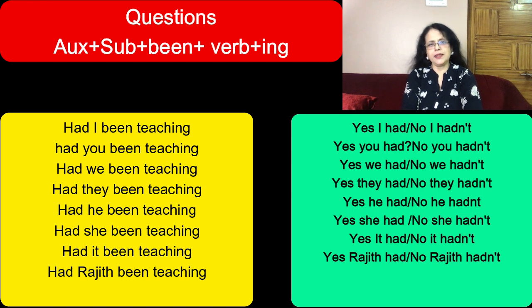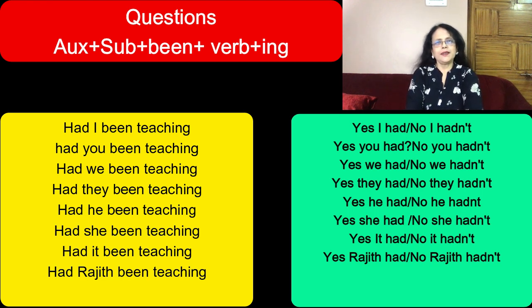Had we been teaching? Yes, we had. No, we hadn't. Similarly, along with he, she and it, let's see. Had he been teaching? Yes, he had been. Or no, he hadn't. Had she been teaching? Yes, she had. No, she hadn't. Had Rajat been teaching? Yes, Rajat had. No, Rajat hadn't. Okay? You can also make questions using WH words.